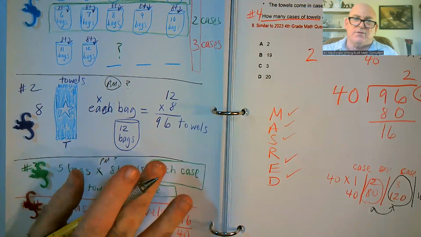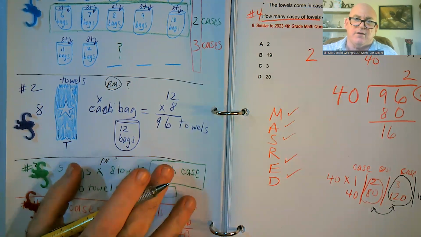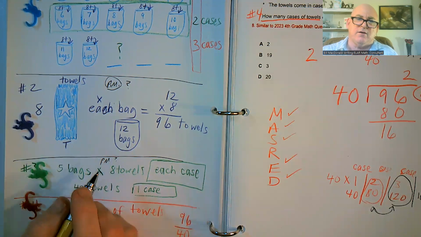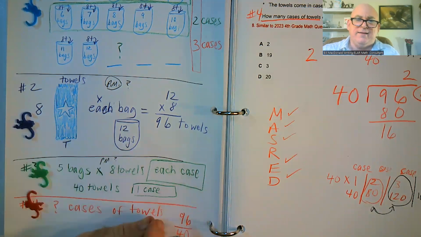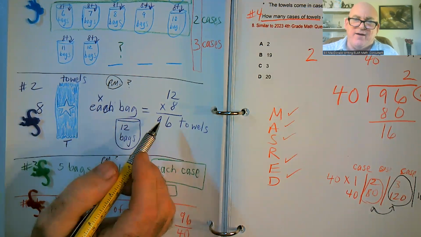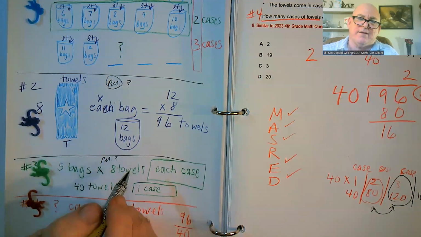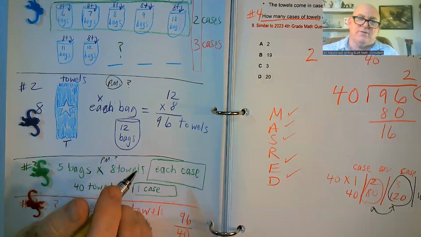Okay. And this is where I had made the mistake. I was trying to sit there and divide the 96 by 5 initially, and then I realized, no, they're asking about how many cases.